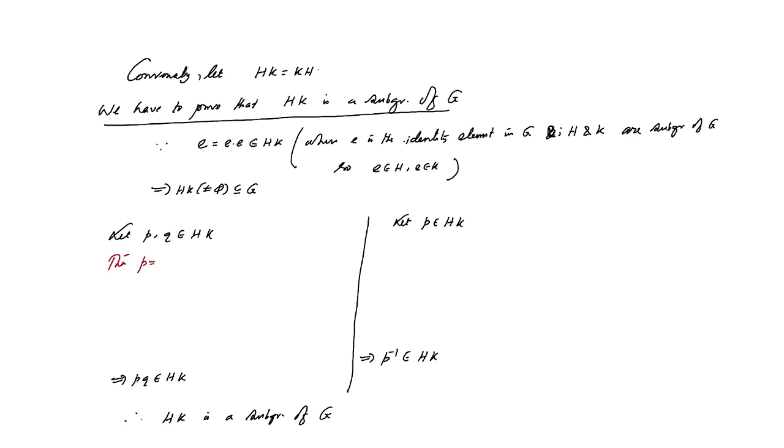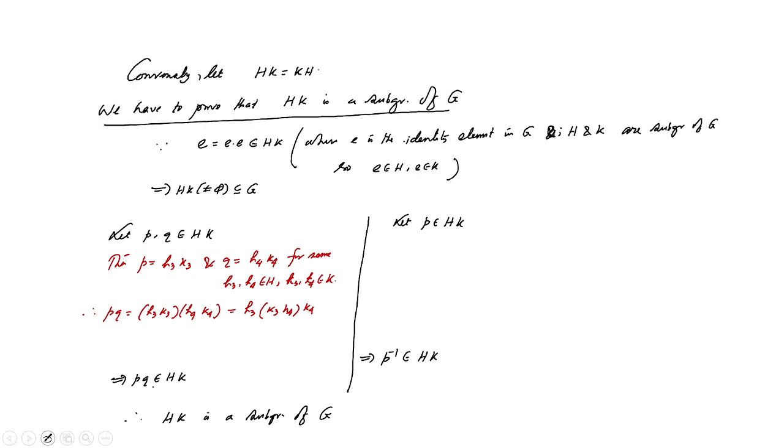Then we can write P equals H3K3 and Q equals H4K4 for some H3, H4 belongs to H and K3, K4 belongs to K. Therefore, what will be PQ? PQ will be H3K3H4K4. So we can write this equals H3, by associativity, K3H4K4. And from that we can write H5K5.